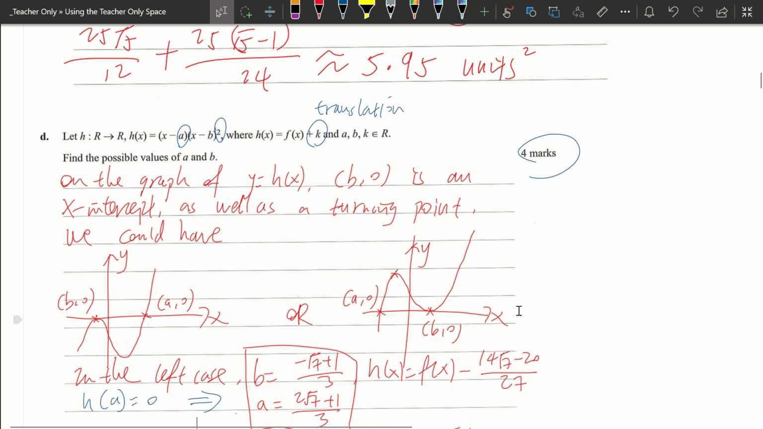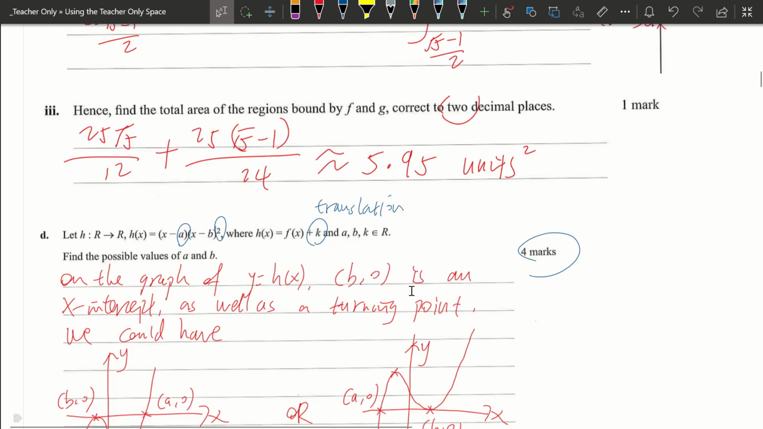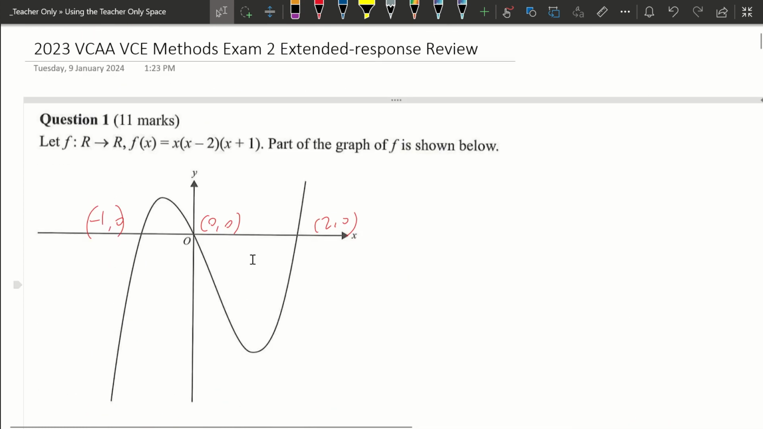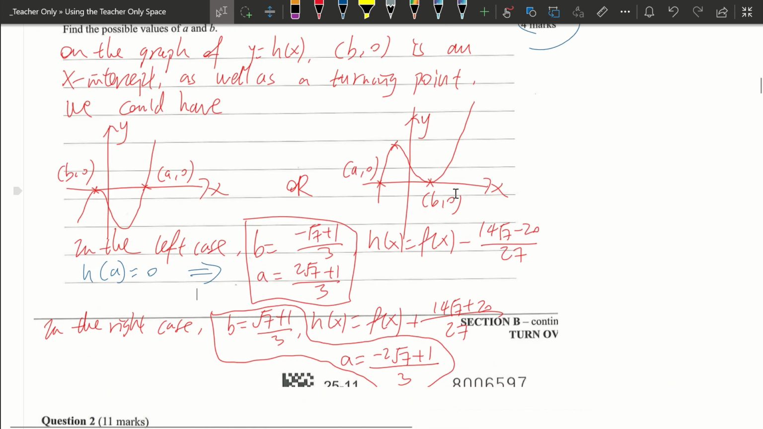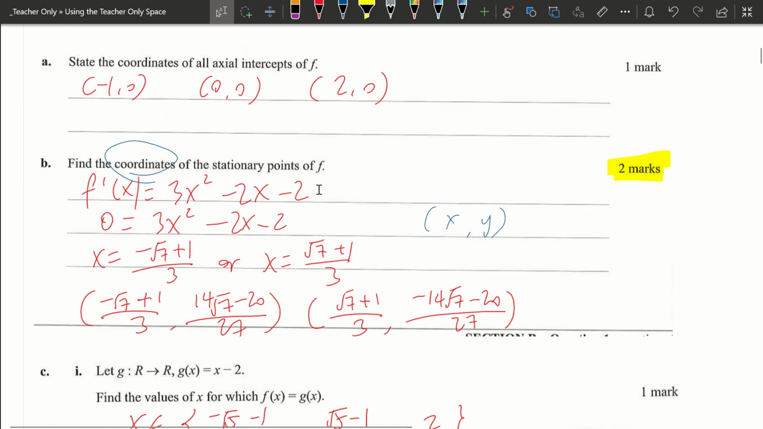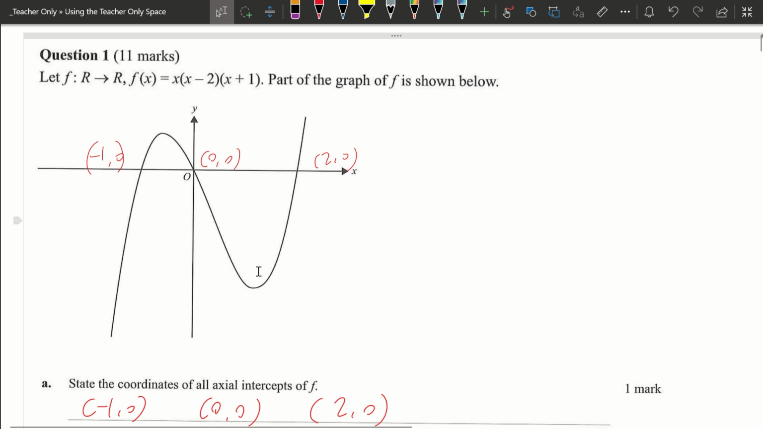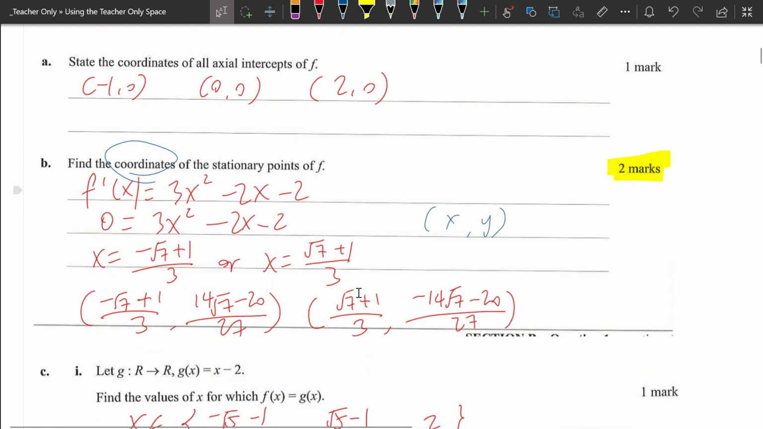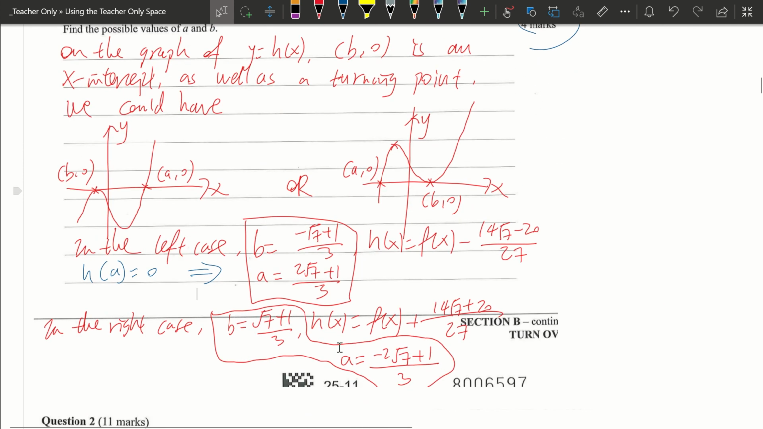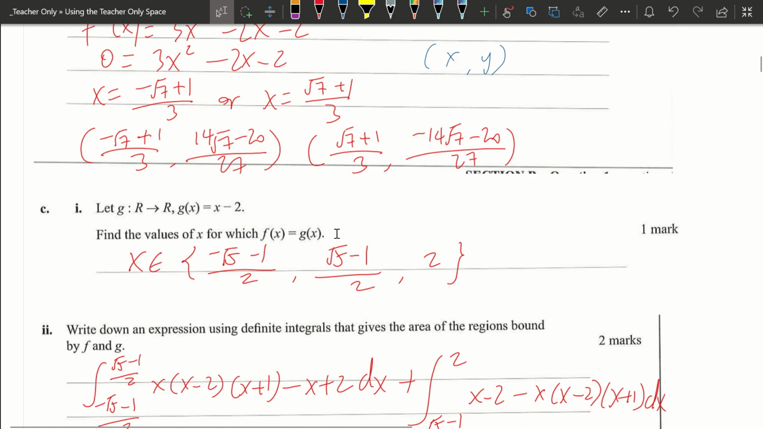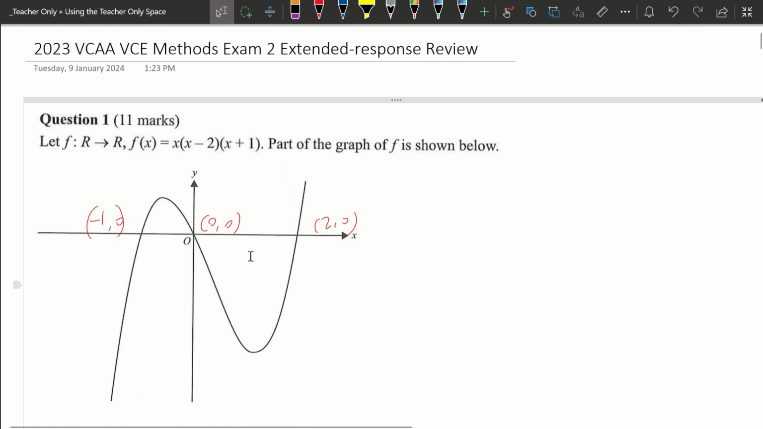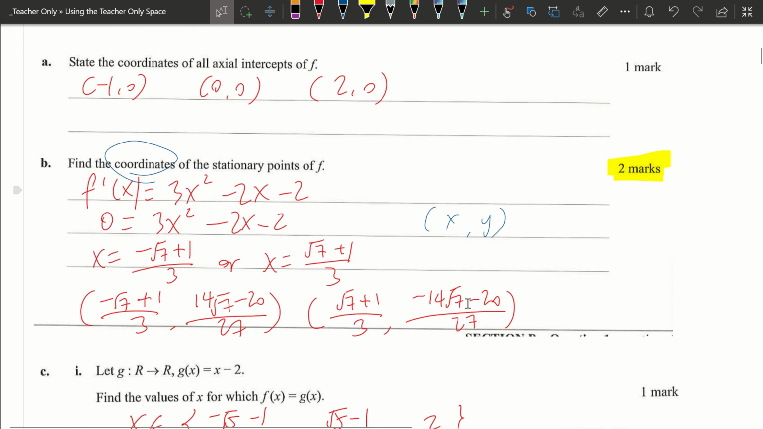And I'm going to deal with the other case like this. So h may look like this, which means I'm taking my original f function and shifting it up. But the turning point here is b, and that is this turning point going up. So the x value doesn't change again, which is root 7 plus 1 over 3. So that's going to be my b value in my second case. But I need to translate this up, which means this turning point has to go to the x-axis. So I need to use the y value of this turning point, which is this number here.